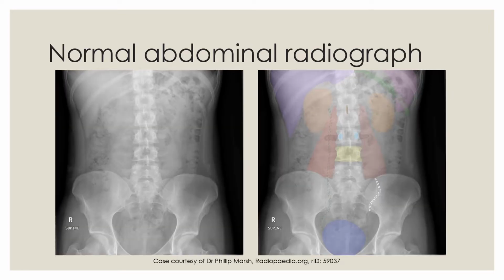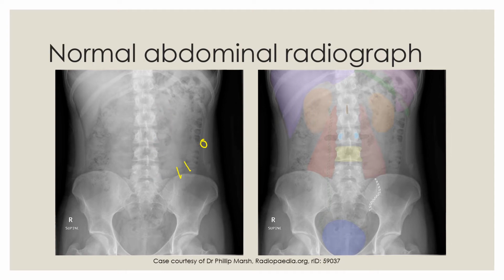So this is a normal abdominal radiograph. What normally happens is a patient is supine, which means that they're lying down flat on a bed. So this is our bed. And what happens is you have an X-ray source, which then shines X-rays through the patient, which then passes through the patient and onto a detector, which is behind the patient there. So we have a normal abdominal radiograph here.